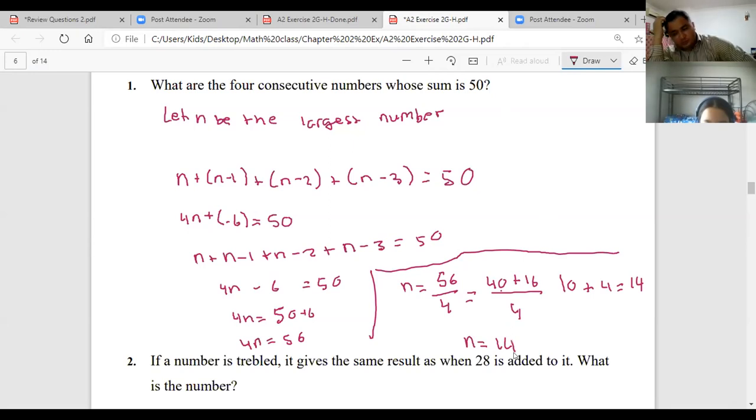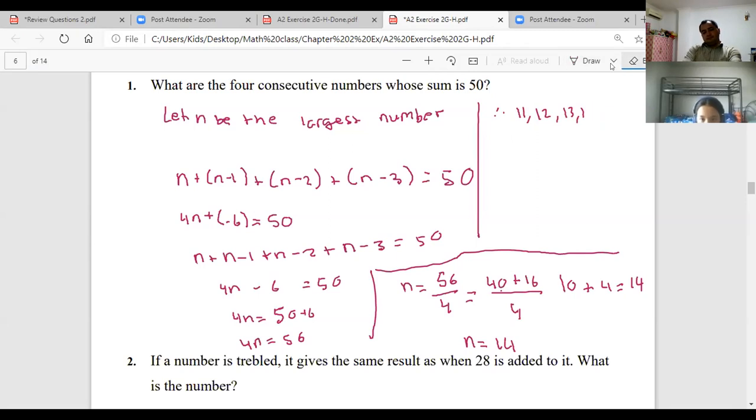But here the question is, Shahina, what is the question? Read the question. What is it? Four consecutive numbers. So you have to write four consecutive numbers, not n equals 14. Okay, we got 14. What is n? N is the largest number, right? So if n is the largest number, what are the other three numbers? 14 minus 3, that is 11. Oh, okay, right then. Those are 11, 12, 13, and 14.